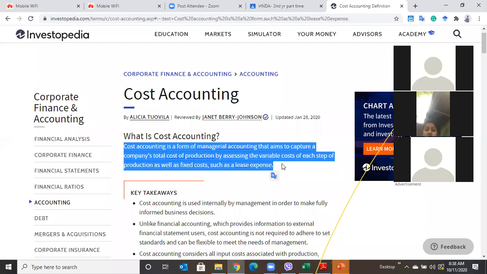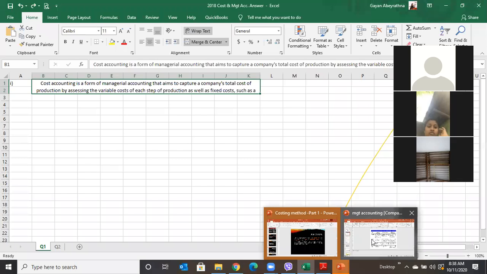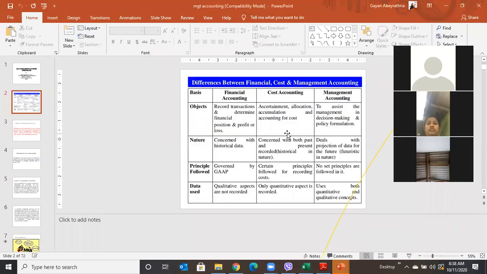Cost accounting is a form of managerial accounting that aims to capture a company's total cost of product by assessing the variable cost of production as well as fixed costs such as lease expenses. So this definition tells us cost accounting is also a part of managerial accounting. In this case, we deal with the cost of a product. Just take this.